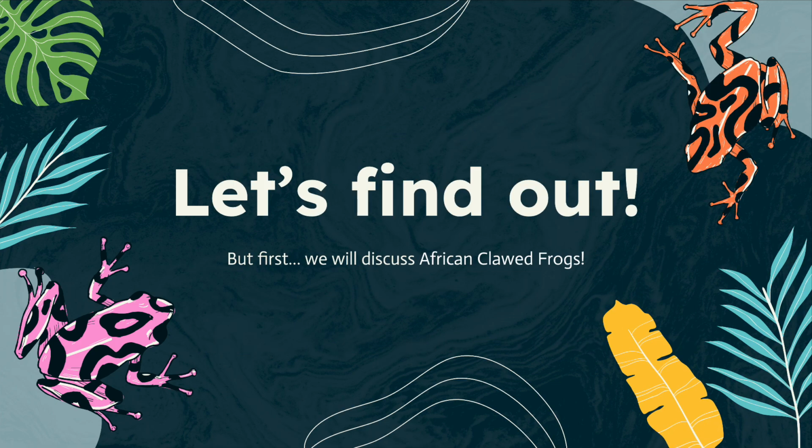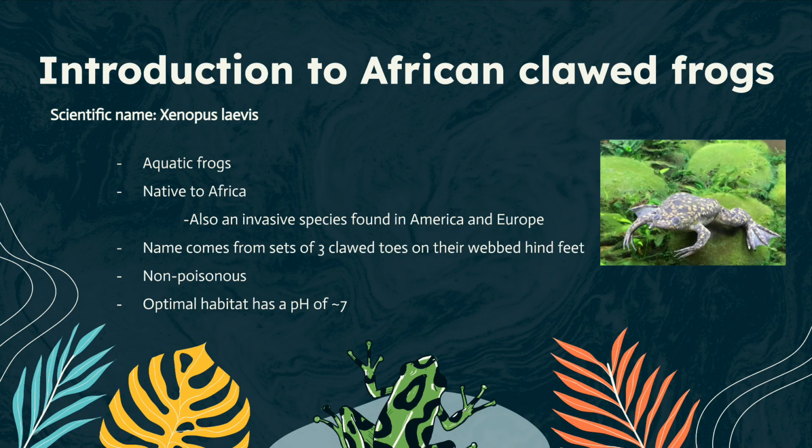Before we continue to further analyze the process, let's quickly discuss the African clawed frog. African clawed frogs, scientific name Xenopus laevis, are a non-poisonous aquatic frog species native to Africa. They are also an invasive species which can be found around Europe and Southern and Northern America. They have webbed feet fit with sets of 3 clawed toes. African clawed frogs live in shallow waters with an optimal environmental pH of around 7.